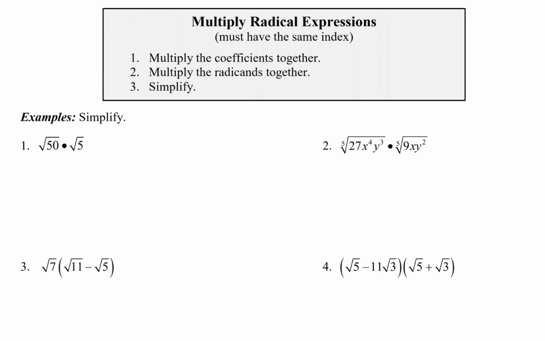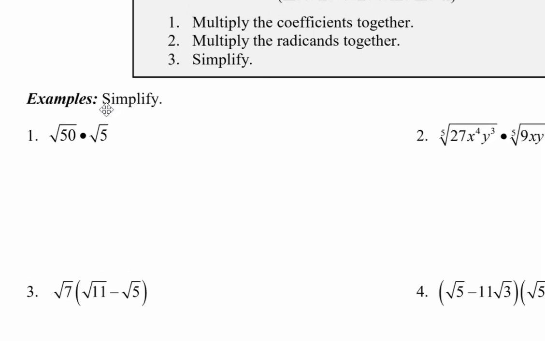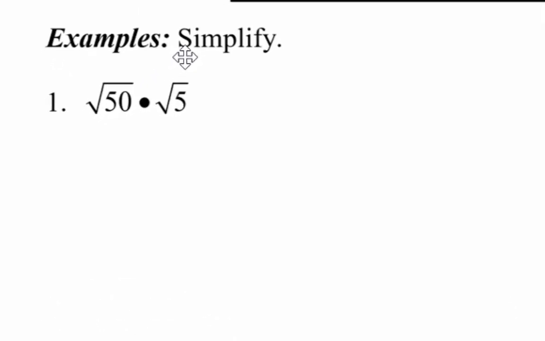So now we're going to multiply radical expressions. And here's the thing. The radicands don't have to be the same anymore as they did when you were adding and subtracting radical expressions. But the index has to match. For example, look at this first one, square root of 50 times the square root of 5.